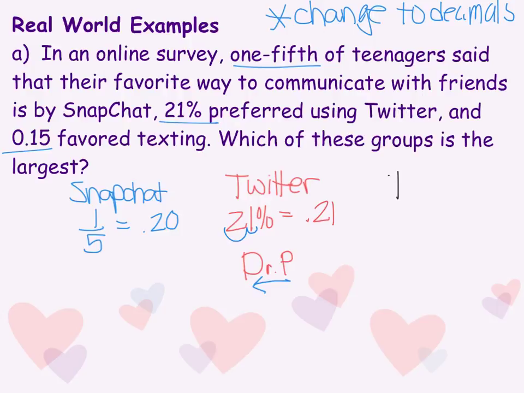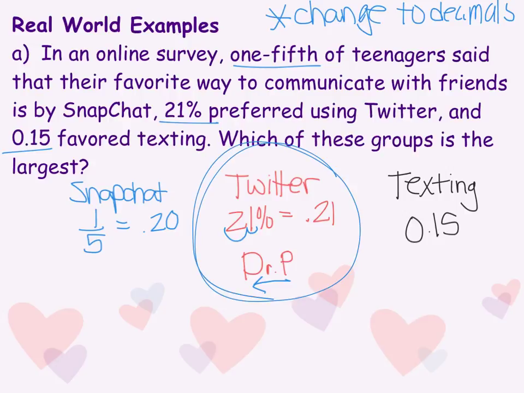Then the last one, they surveyed and they found some kids enjoyed texting. And that one was already given as a decimal. So there's nothing we need to do to change it at all. And then we're going to look to see which of these decimals is the biggest. And taking a look at them, biggest is going to be our Twitter way of communicating. So Twitter is the largest way that teenagers in this survey enjoyed communicating. If you have questions, help each other out, see if you can help each other understand this.